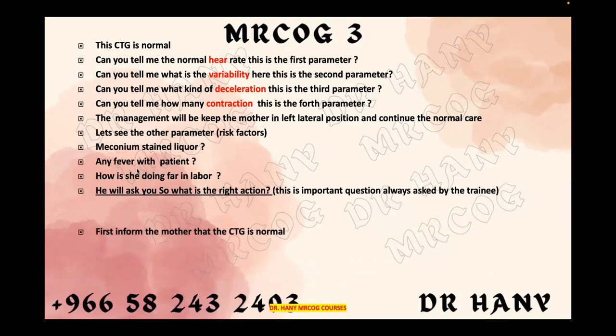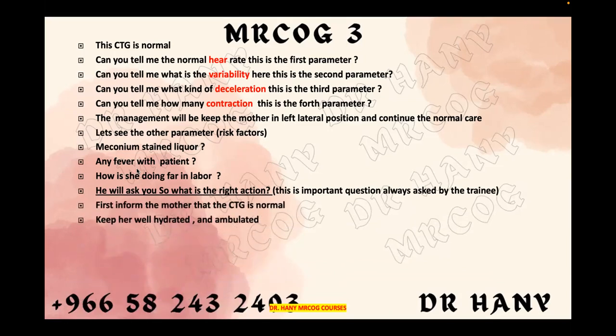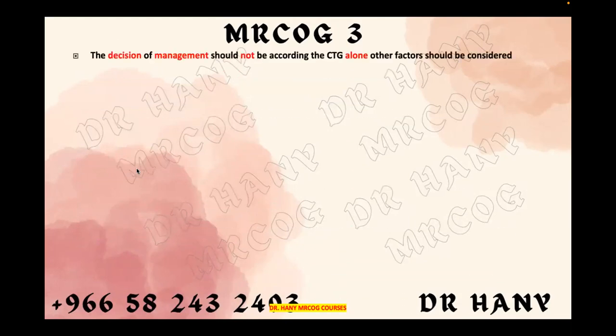If it is normal, we will continue the normal care. First, inform the mother that the CTG is normal, keep her well hydrated and ambulated. If the CTG is fine, she can ambulate, she can have a walk. Routine assessment and documentation according to the partogram, and the decision making will not be according to the CTG alone. It should be according to the overall assessment of the mother.